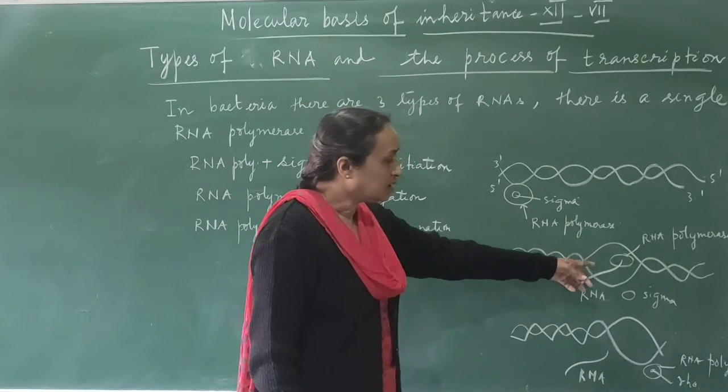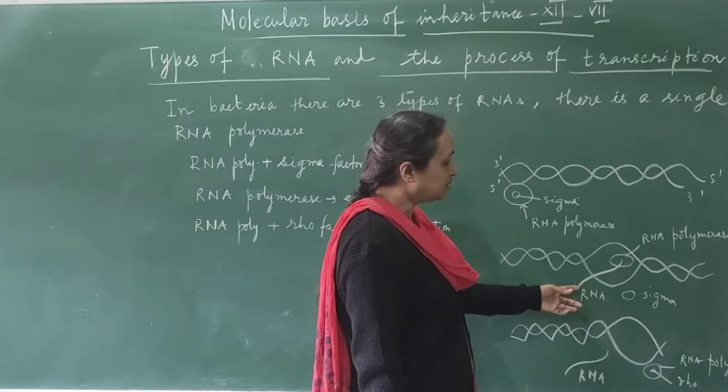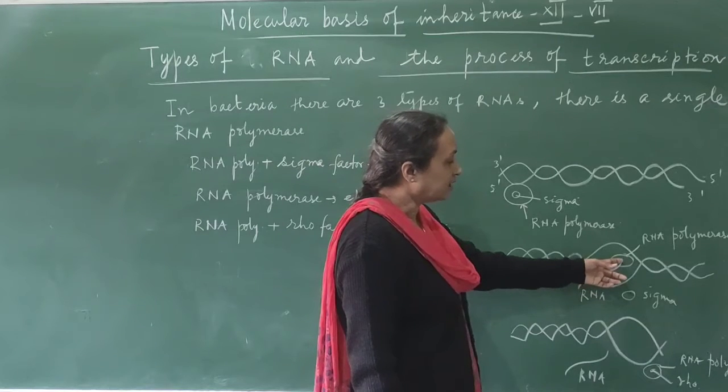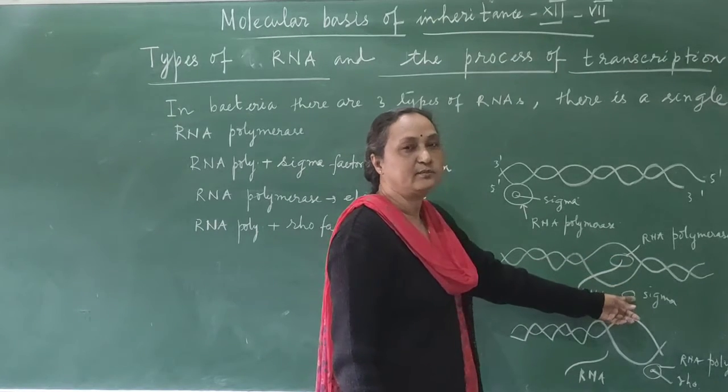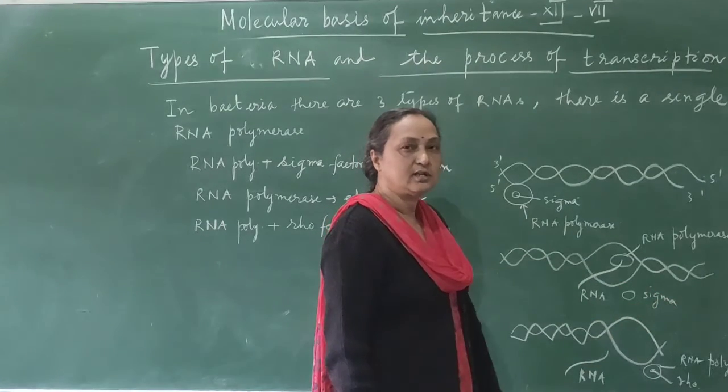Here you see, now the process has started. Now the RNA molecule is produced, and when the process starts, the RNA polymerase separates from sigma. Now the sigma is separated, and the function of the sigma is complete.